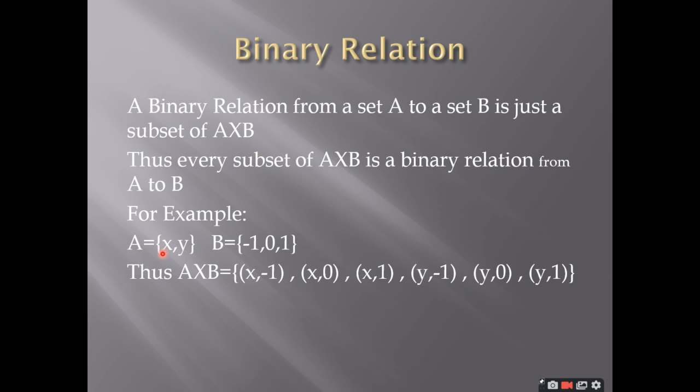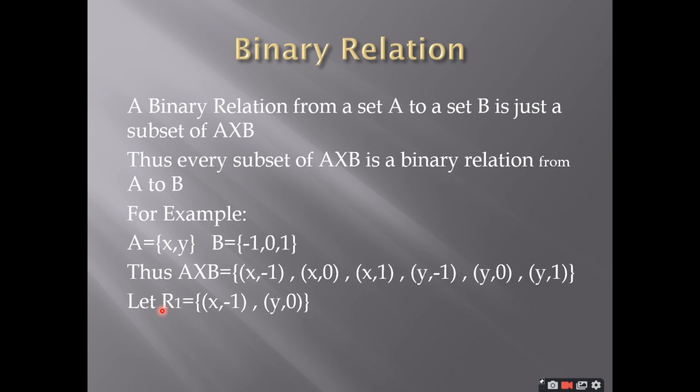So, I have taken the first element of set A, x, and paired it with the elements of set B. So (x, -1), (x, 0), (x, 1). Then taking the second element of set A, y: (y, -1), (y, 0), (y, 1). These all are the Cartesian product of set A and set B.